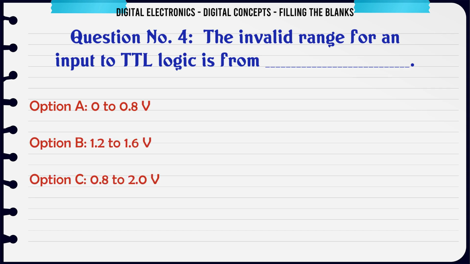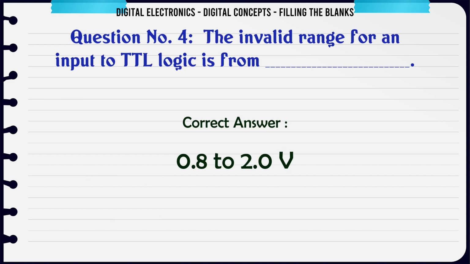The invalid range for an input to TTL logic is from A. 0 to 0.8 V, B. 1.2 to 1.6 V, C. 0.8 to 2.0 V, D. 2.0 to 5.0 V. The correct answer is 0.8 to 2.0 V.